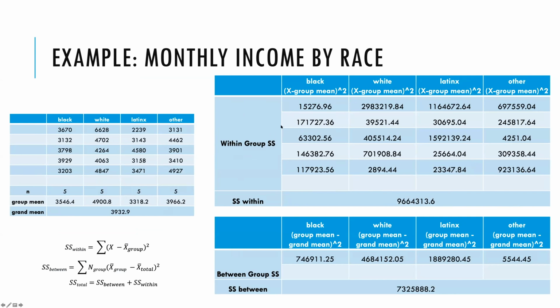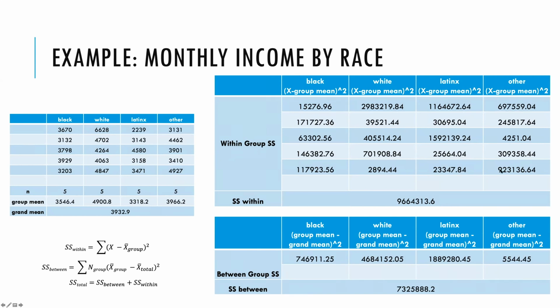So within group sum of squares is the Black value minus the Black group mean squared. So this person is 3670 minus the group mean. So that's a deviation score, and we square it. Second person is 3132 minus 3546 squared, and it's that. So these are just each person gets a deviation score squared. Same for the white group, Latinx, other.